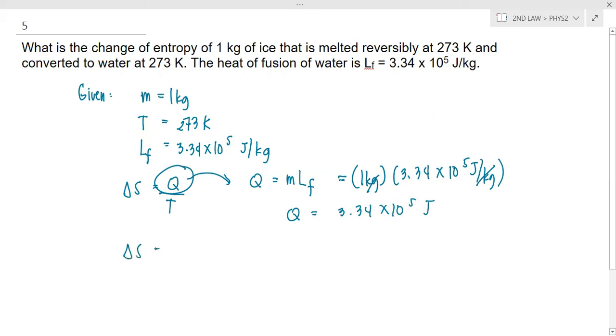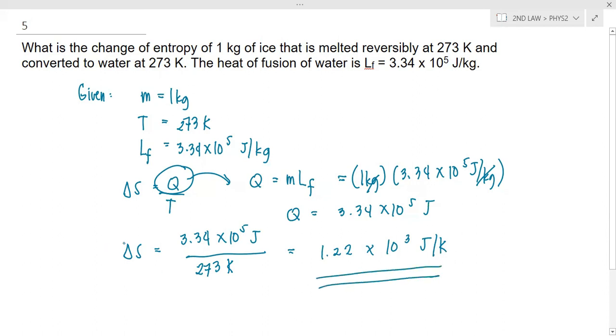I will substitute it directly to our formula since we have now a value for Q. We have 3.34 times 10 raised to 5 joules divided by our temperature that is 273 Kelvin. This will give us 1.22 times 10 raised to 3 joules per Kelvin. So this is now our change in entropy. The delta here indicates change, or the word change in entropy. The entropy is indicated by big letter S.